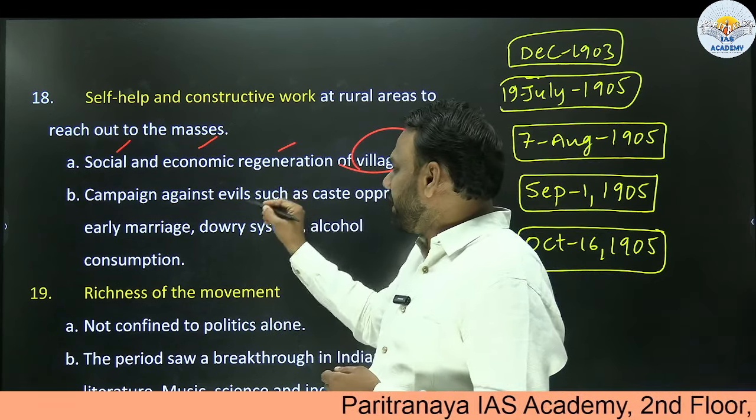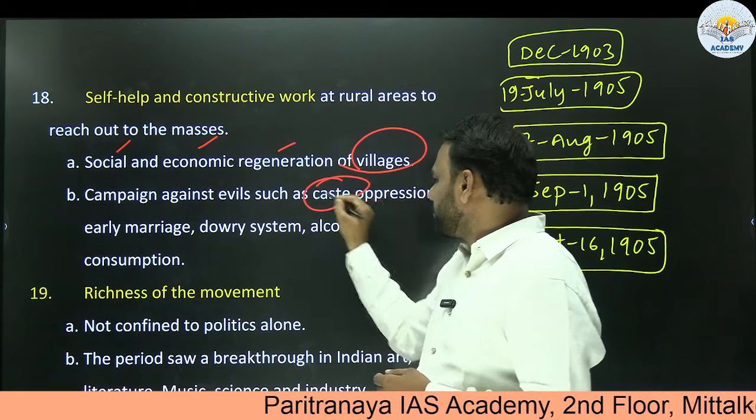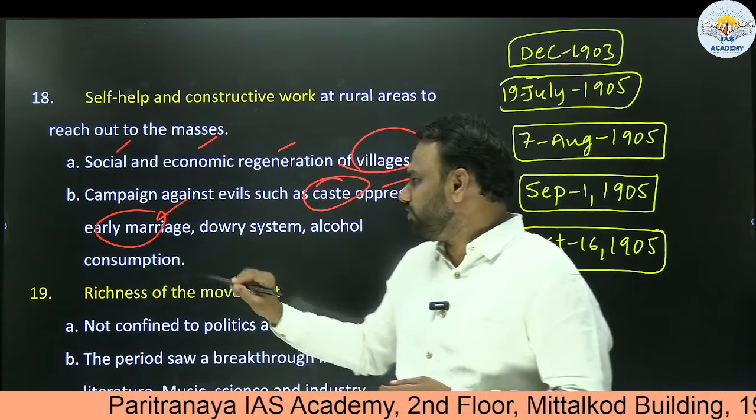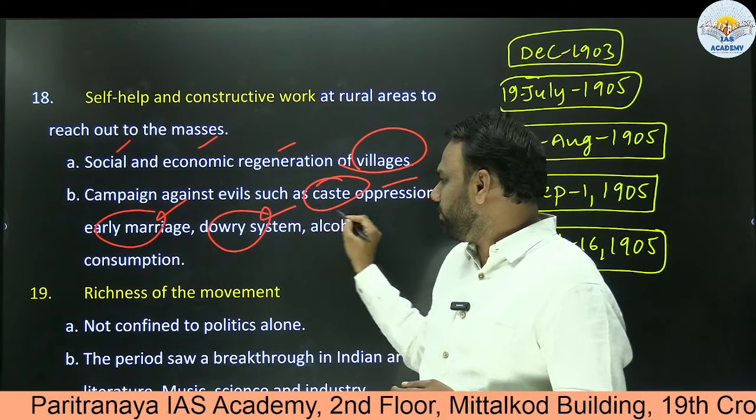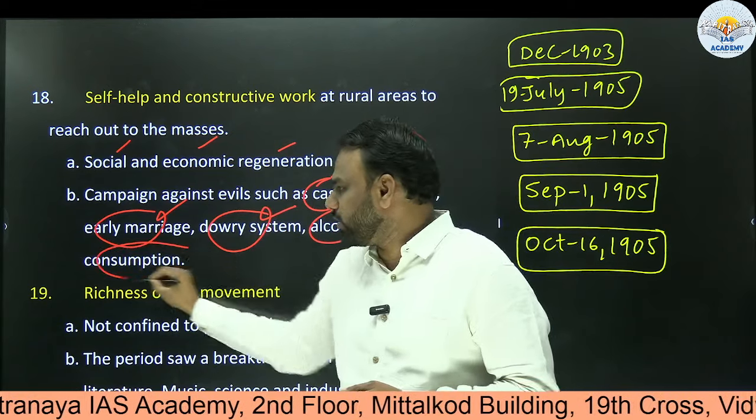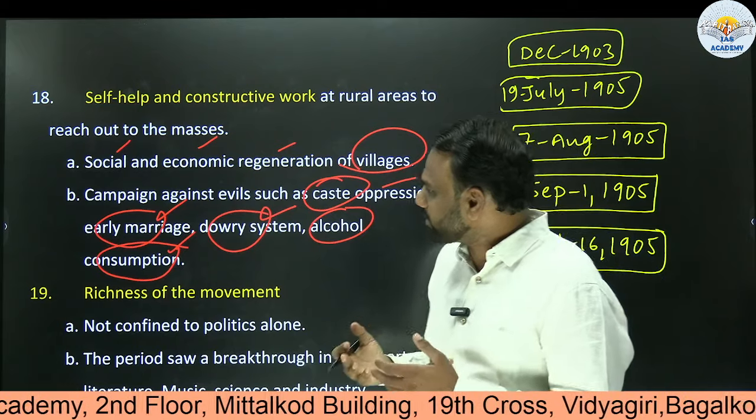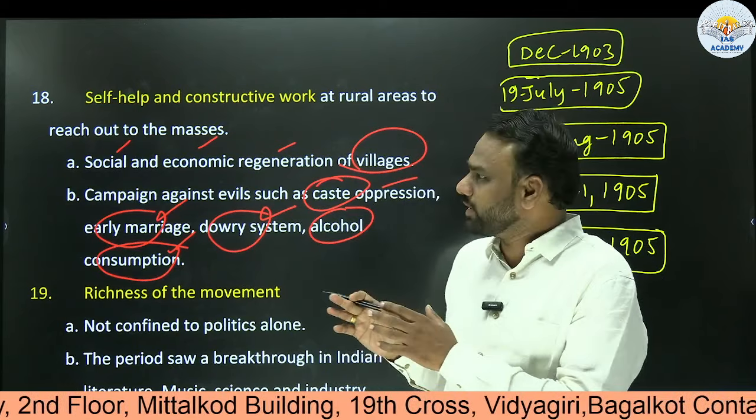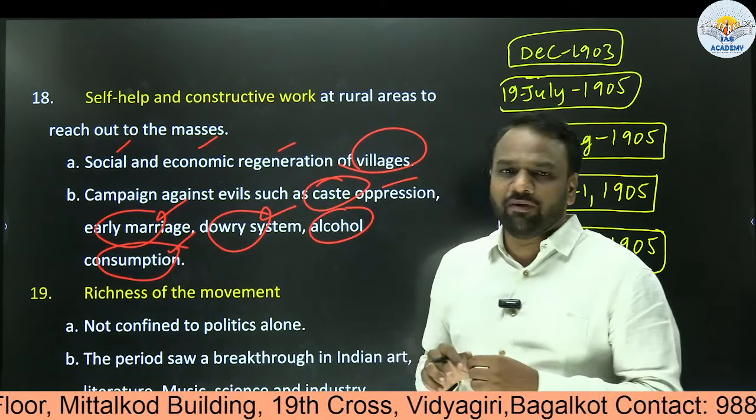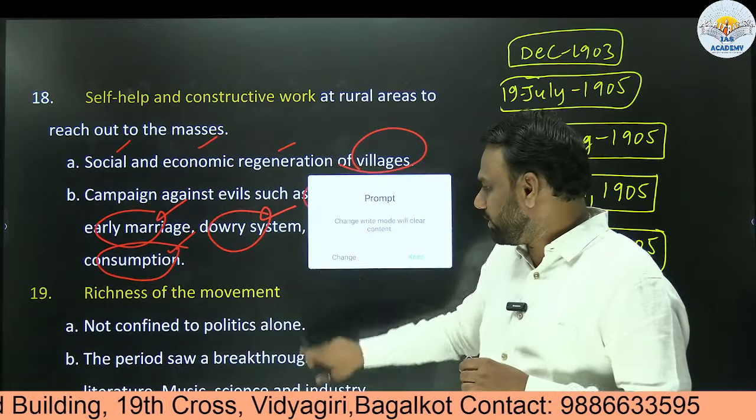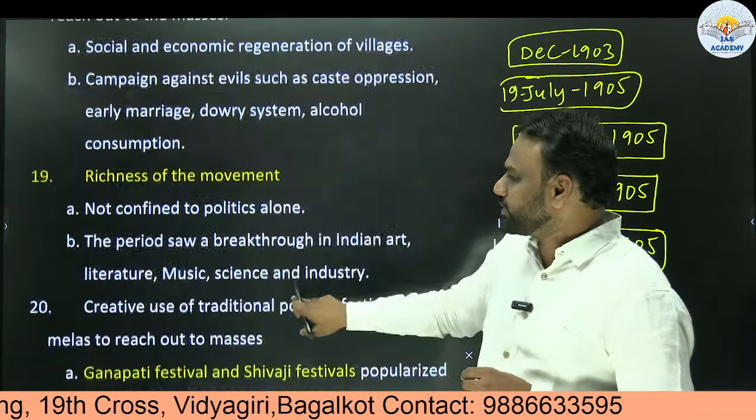Next, campaigns against evils such as caste oppression. So an example of social reform: against early marriage, social reform. The dowry system, social reform. Campaigns against alcohol consumption. So such kinds of reforms, developments, or works were also going on at the rural level. Again, they are considered part of the Swadeshi movement. They were important developments as part of the Swadeshi movement.